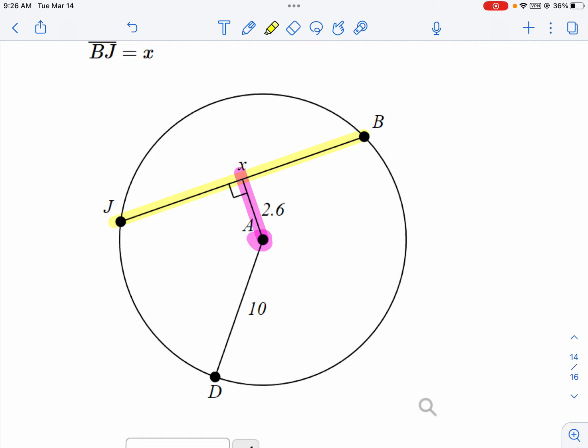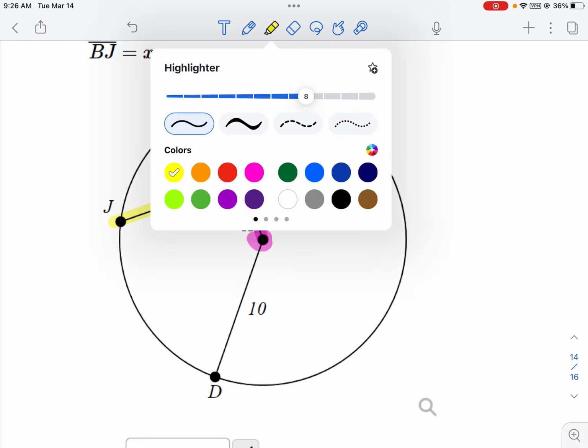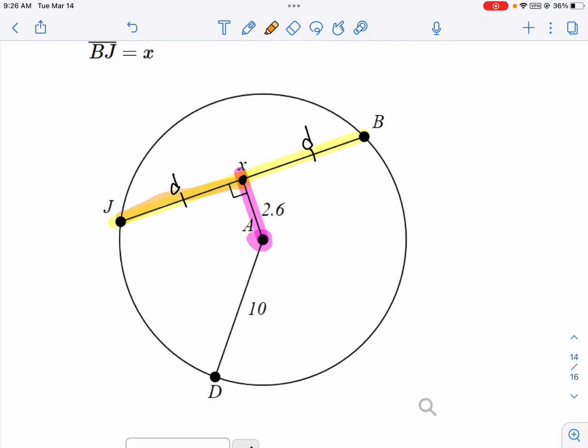Circles have a special property: when a line intersects a chord at a right angle, that line will bisect the chord. That means the distance on either side is going to be the same. So this point right here is hitting directly in the middle of that line. If this is some distance d, then this is that same distance d on the other side, and the whole thing together is x.